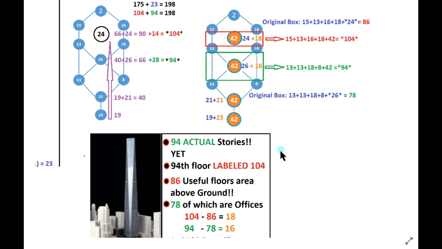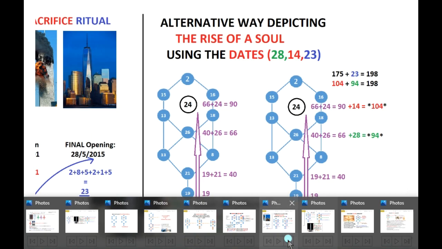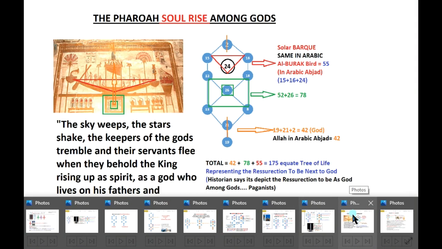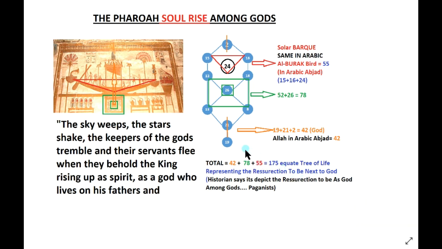The Tree of Life. So you have all the numbers from the dates of the opening and the demolition, 28, 24, related to the number of actual stories and the labeled number on the 94th floor, which is 104, and also correlating with the number of floors occupied by offices or intended for offices, 78, and the useful floor area above ground, which is 86. You start to see the bigger picture. Now you will understand the importance of these boxes and what they really represent. And here you will start to understand what this is all about.